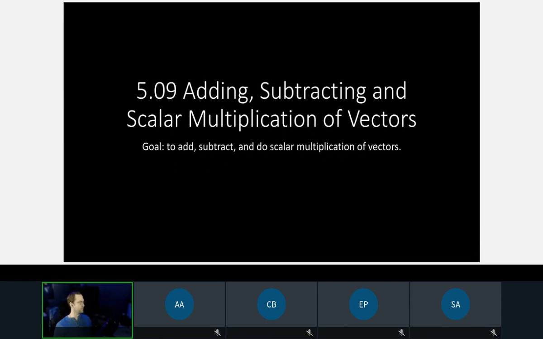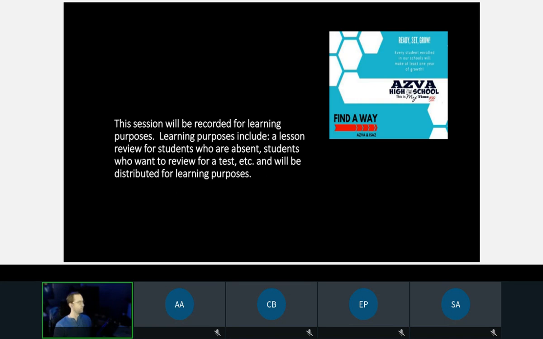All right, this is 5.09, day number 3 of 4. We're going to add, subtract, and do scalar multiplication of vectors. Pretty easy. This will probably feel like what we did with matrices last semester. Very similar, if not the same. And we're being recorded, as always.